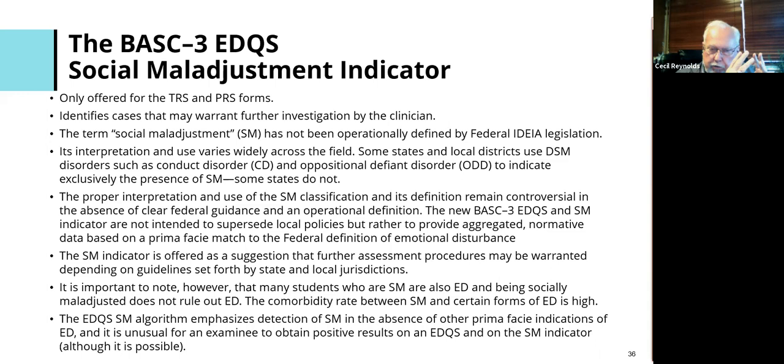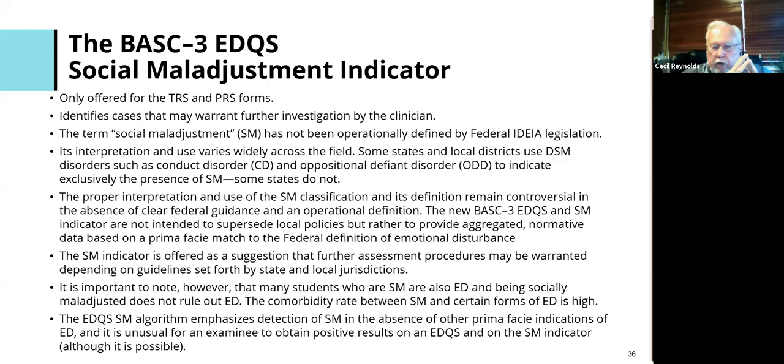The EDQS social maladjustment algorithm, you should know, emphasizes the detection of social maladjustment in the absence of other prima facie indications of emotional disturbance. And it will be unusual for an examinee with the BASC EDQS and the SM to give positive results on both, but it will happen. There are instances where both will occur, but it will be less common than an elevation on one or the other. Next.